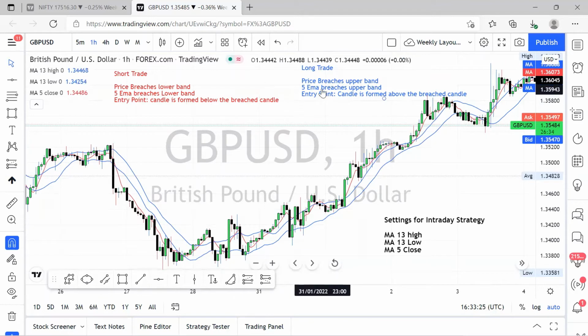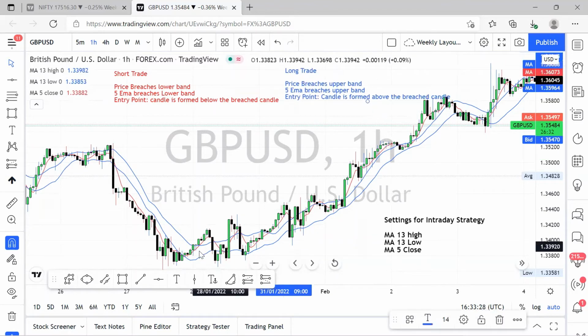So if you're now trying to do a long trade, the long trade, price breaches the top band, then the 5 EMA breaches the top band, and also the entry point is after the breach candle. So as you can see, price breached. You got a confirmation candle, but you've only had a short run for that one.